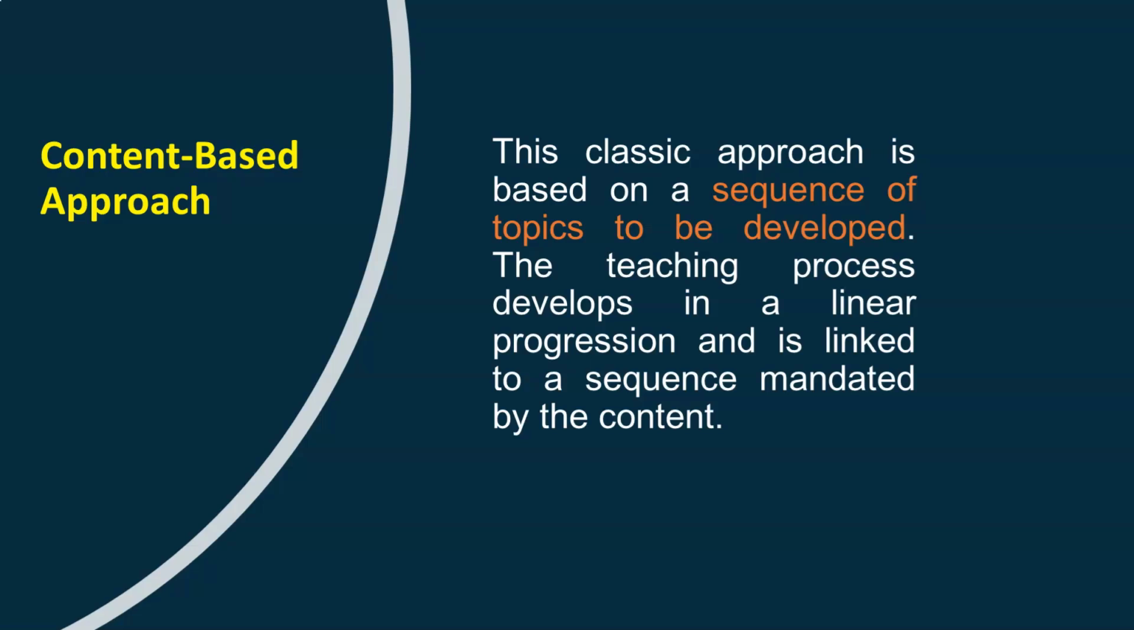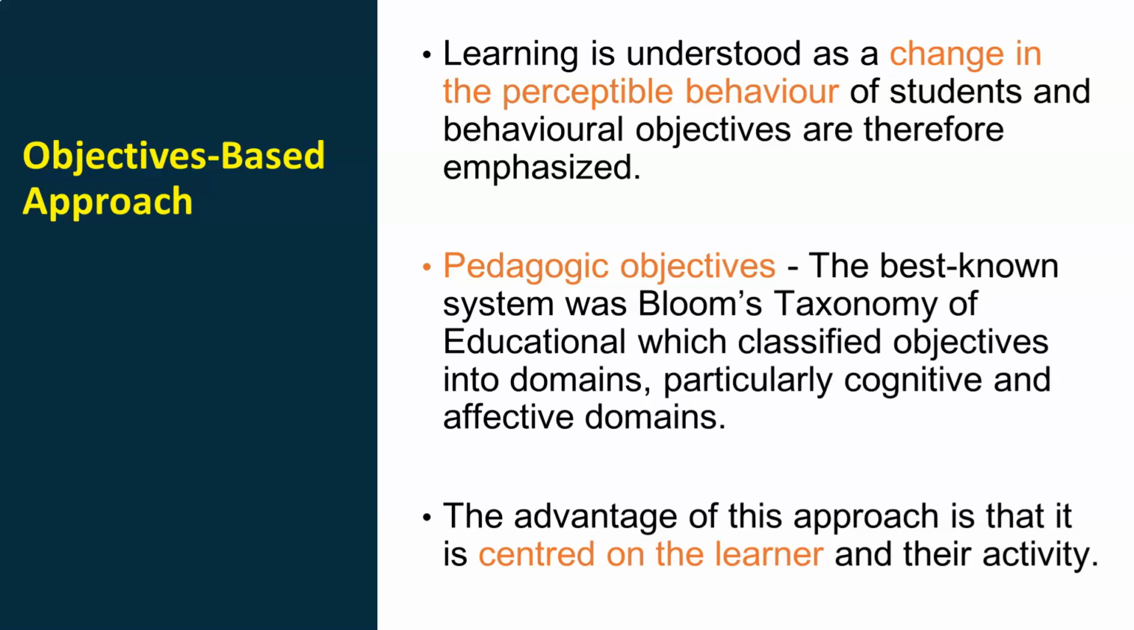Concerning the objectives-based approach, the development of an objectives-based curriculum occurred in the United States of America under the influence of behaviorist psychology. Under this type of curriculum, learning is understood as a change in the perceptible behavior of students, and the best-known system was Bloom's taxonomy of educational objectives, which classified objectives into domains, particularly cognitive and affective domains. Others later added more dimensions, including the psychomotor domain. All these three domains constitute Bloom's taxonomy.